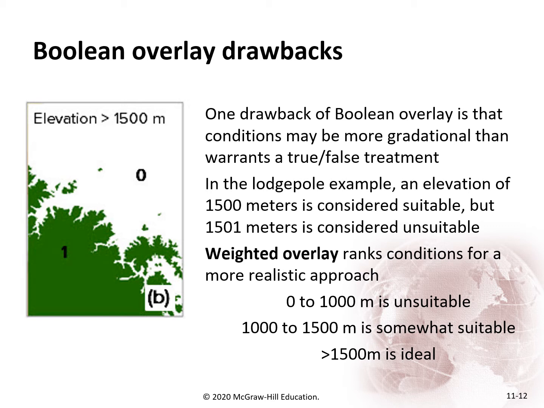So when you have a model that says 1500 meters is suitable, that's great, but what if it's 1501? Does that mean it's not going to work? No, it doesn't. So there are some techniques you can use to do this. Weighted overlay ranks conditions for a more realistic approach. 0 to 1000 is unsuitable, 1000 to 1500 is somewhat suitable, and above 1500 is ideal. And so this would give you multiple criteria. You could also create a fuzzy membership function as well.